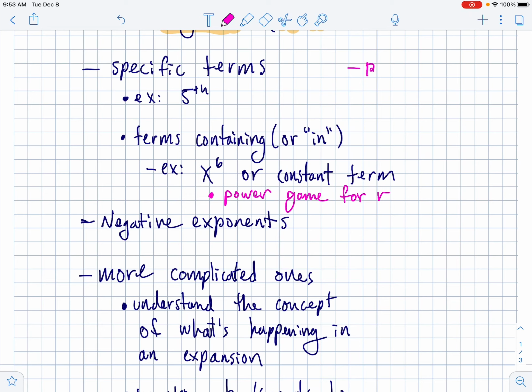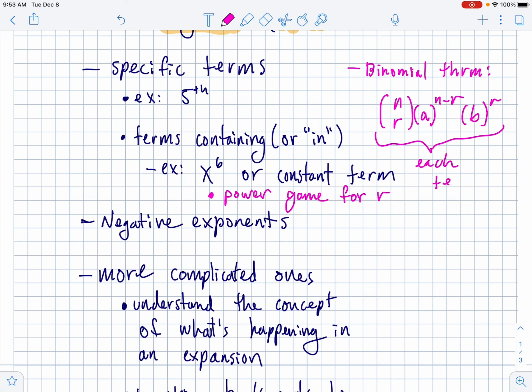Remember the binomial theorem, I guess we should have a little bullet for that too. It is n choose r times a to the power of n minus r times b to the power of r. That's every term. Each term looks like this.